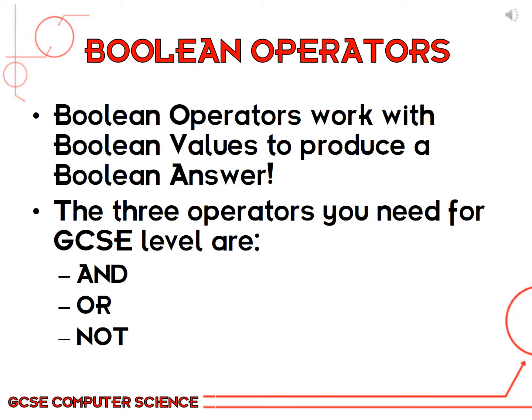A Boolean operator is something that works with Boolean values to produce a Boolean answer. So in other words, you'd have inputs that can only be Booleans. They can only be true or false. So if something is true and something else is true, then what will the outcome be? Will it be true or will it be false? There's three different operators you need for this: and, or, and not. And you go into a lot more detail with this when you get to the Boolean algebra section.